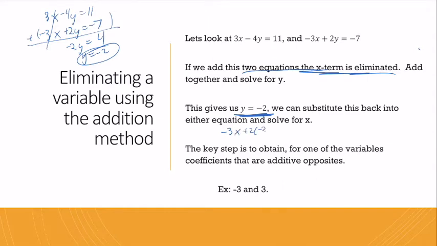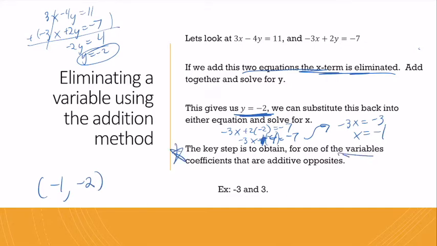So I have negative 3x plus 2 times negative 2 equals negative 7. Negative 3x plus negative 4 equals negative 7. If I add 4 to both sides, I have negative 3x equals negative 3. So I find that x equals negative 1. And I have found where these two lines intersect: at the point where x is negative 1, y is negative 2. The key to using this method is to obtain for one of my variables coefficients that are additive opposites. Additive opposites, when you add them together, equal 0.